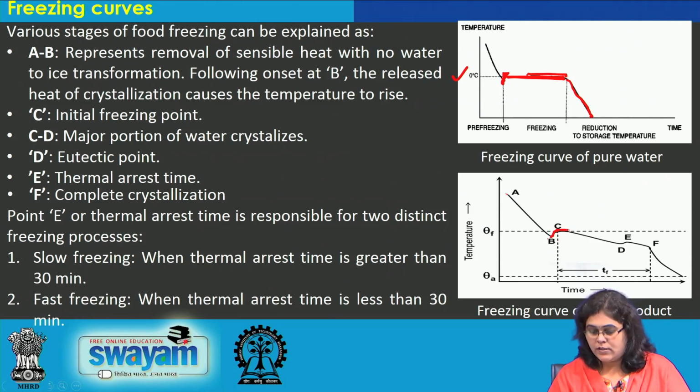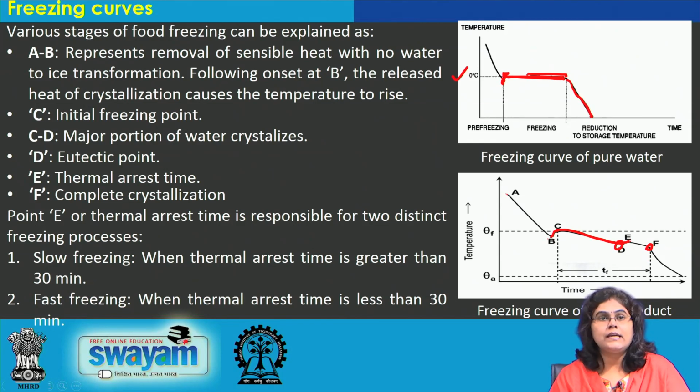Now, between C to D, the major portion of the water crystallizes, and E is basically known as the thermal arrest time, but before E, this point D is designated as the eutectic point. Now, from E to F, F is the completion of the crystallization process.